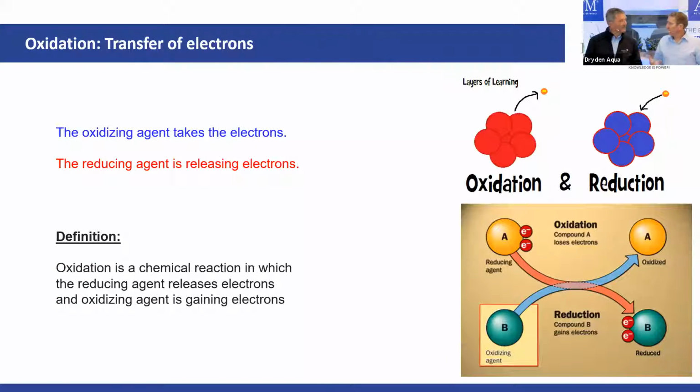Okay, so let's talk about oxidation. What is oxidation? Oxidation means transfer of electrons, which means you have an oxidizing agent that takes an electron, because again, remember, it wants to become complete, so it's looking for an electron. And you have a reducing agent, which is a substance that has to give an electron. So it's releasing, donating, that's a nicer term, donating an electron. So an oxidation is a chemical reaction in which a reducing agent donates and an oxidizing agent gains an electron.